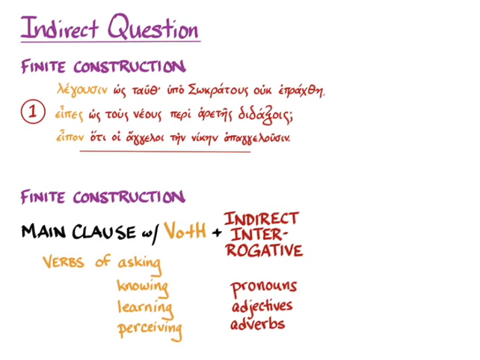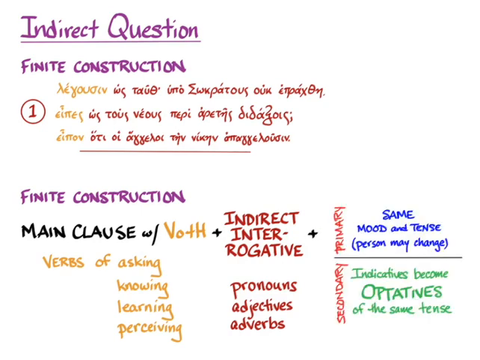Then for the verb of your indirect question, you will look at whether we are in primary or secondary sequence. If we are in primary sequence, you'll use the same mood and tense as the direct question would have, although the person may change. And if we're in secondary sequence, all indicatives are supposed to become optatives of the same tense, although again, the person may change. The negatives will stay the same, and I'll just go ahead and tell you that occasionally, even when you're in secondary sequence, the indicatives stay indicatives and don't become optatives. So what we're going to do for the rest of this video is look at a whole lot of examples so you can see some of the variations before you embark on reading them in other situations.